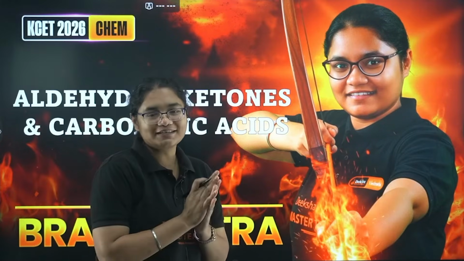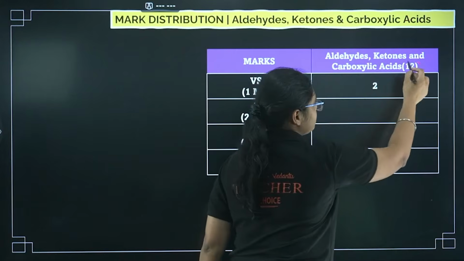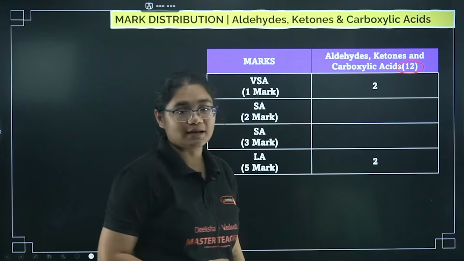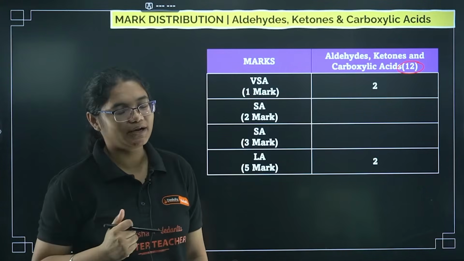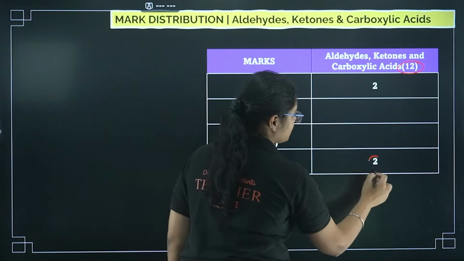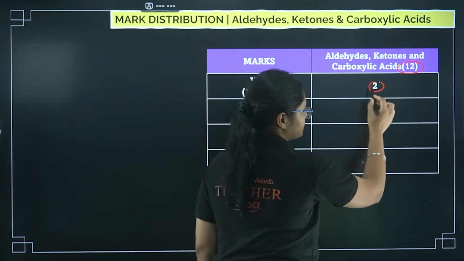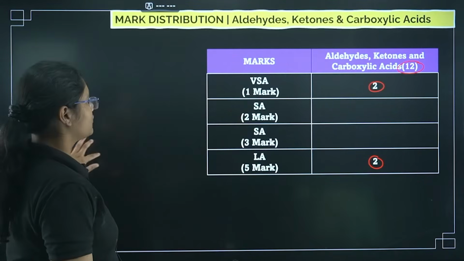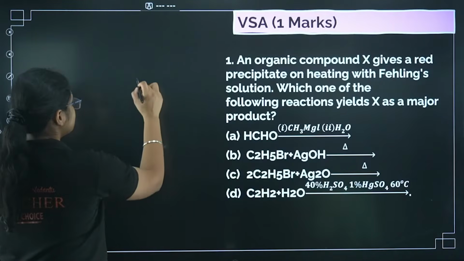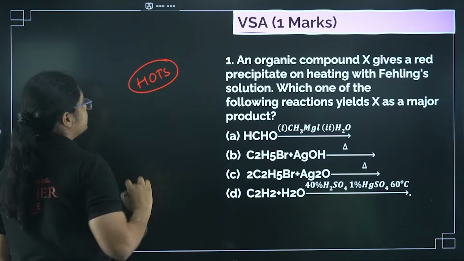So let's first discuss the mark distribution for this chapter. It has a weightage of 12 marks in your final board exams. And how is this 12 marks distributed? You will have 5 marker questions that give you 10 marks, and there will be 2 MCQ questions. So now let us start with the MCQ part. I have collected all the hot questions for all of you, and we will be solving these questions.